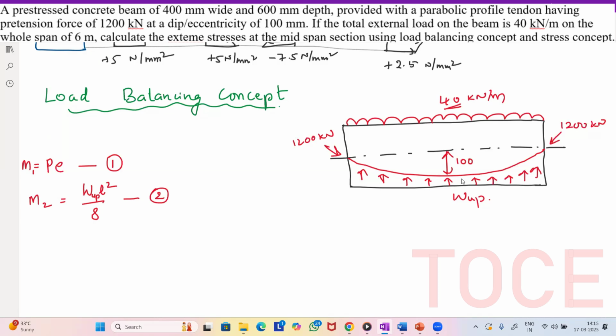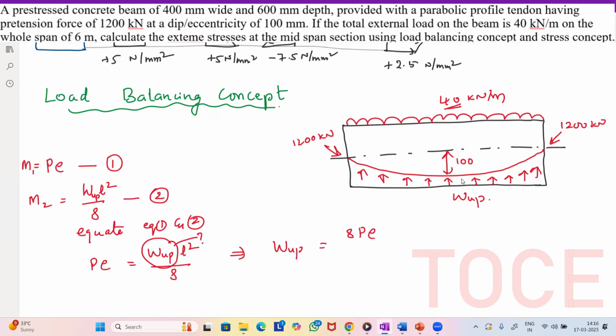Okay. Now let us equate equation 1 and equation 2. Okay. So it is PE equal to upward thrust into L square by 8. Okay. So we need to find out what is this upward thrust. Okay. Let us find out that one. So send 8 and L square to that side. So it will be upward thrust is equal to 8 PE divided by L square.